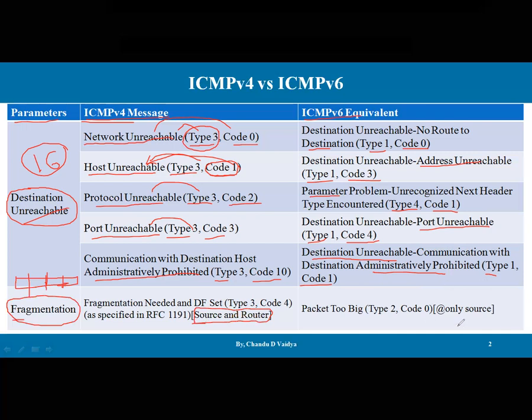But in ICMP version 6, only the source can divide the packet into fragments. Here, fragmentation needed and DF (do not fragment) set is type 3, code 4, as specified in RFC 1191. This is also available, but in ICMP version 6, the Packet Too Big message is available, whose type is 2 and code is 0.